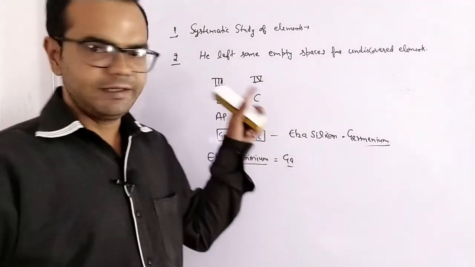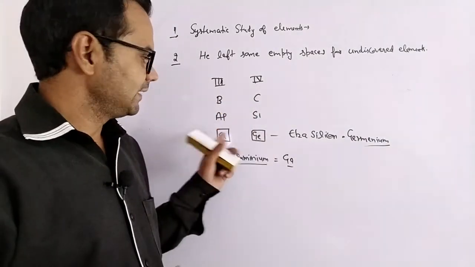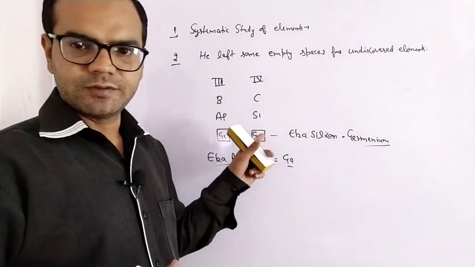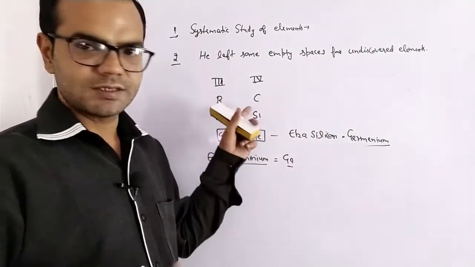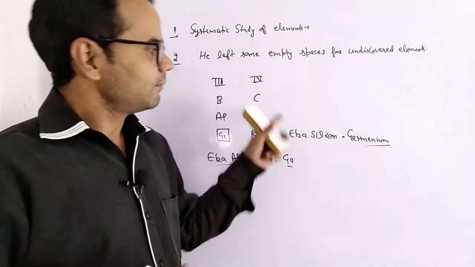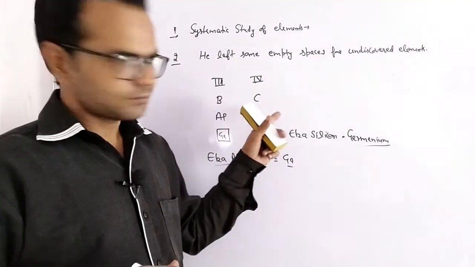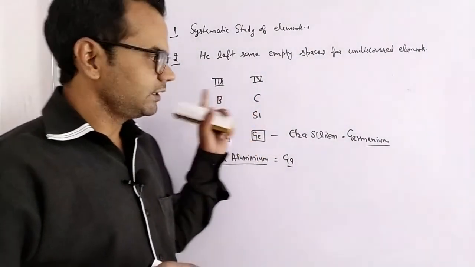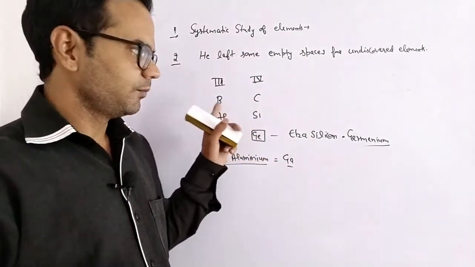When Mendeleev arranged the elements, gallium and germanium were not discovered, but he left space for them. That was the biggest achievement. He left boxes for undiscovered elements. Third, he introduced the concept of groups and periods.